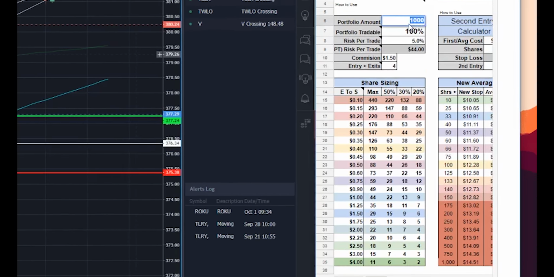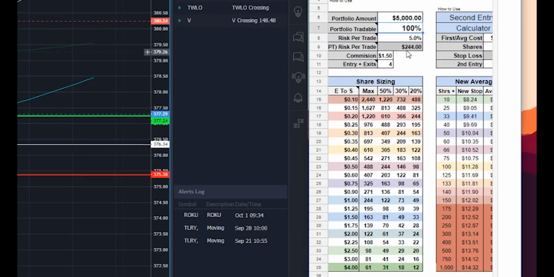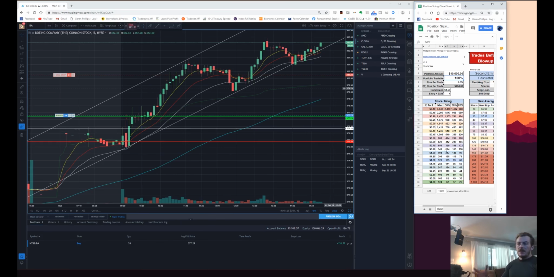So as this account grows, let's say we're now up to $1,500. I'm now risking $70 almost per trade. When the account's $5,000, I'm going to be risking $244, but on the flip side, a 1-to-1 trade will be $244 or almost $500 on a 2-to-1 trade. So as the account grows, you are exponentially making more and more money per trade. Now the share sizes and the amounts you buy, they don't matter to me.